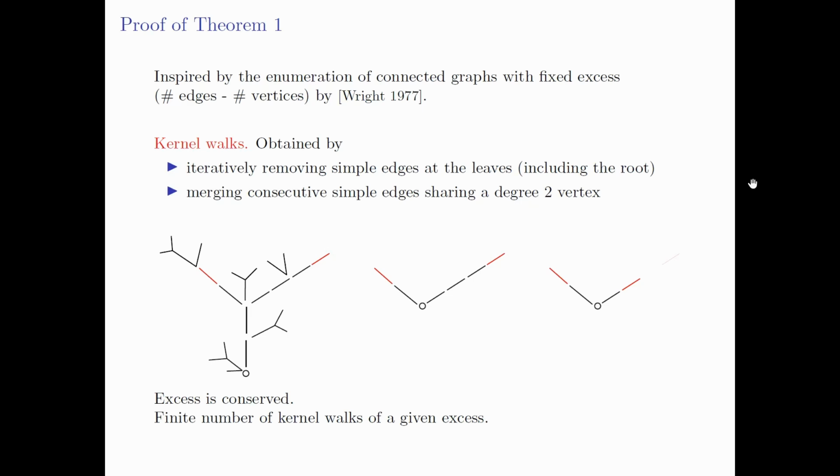So why do we do that? What are the nice properties it has? Well, the excess is conserved during this process. And also for a given excess psi, the number of kernel walks of this excess is finite. The reason is that every leaf has to be on an excess edge, so there can be at most psi leaves in this tree. And with this kind of reasoning, we arrive at the conclusion that it's indeed finite.